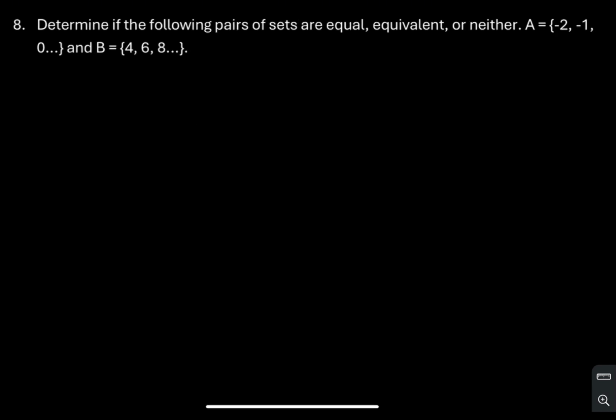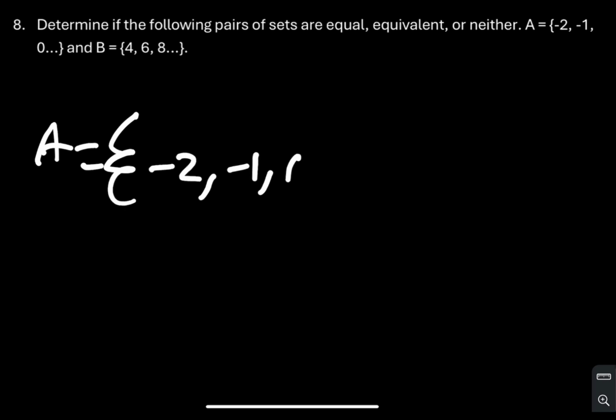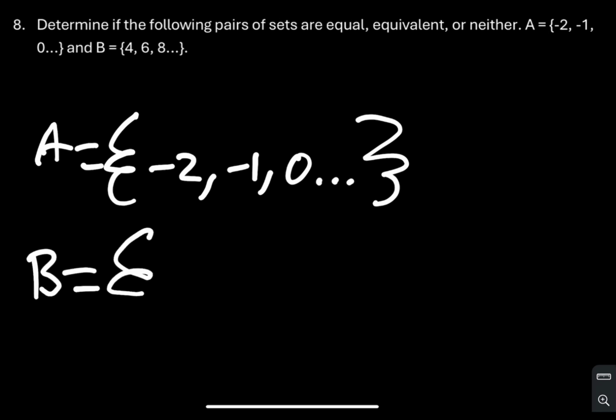And that's so for this eighth problem, it says determine if the following pairs of sets are equal, equivalent, or neither. So we have set A, which has -2, -1, 0, and until infinity. And then we have set B, which is equal to 4, 6, 8, and then to infinity. So this is similar to the previous problem. So we have set A, it's going to be -2, -1, 0, and then to infinity. And then we have set B, which is going to be 4, 6, 8, and then until infinity.